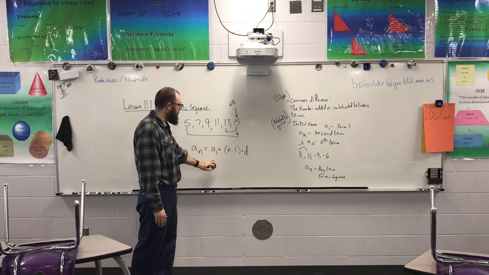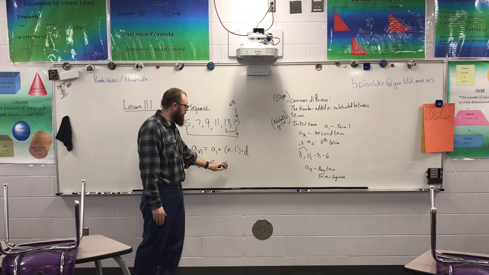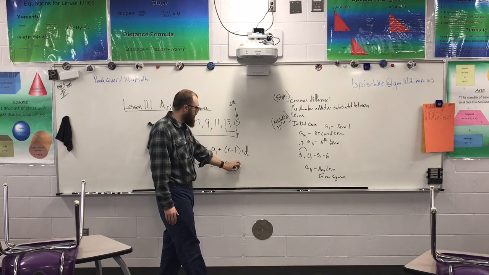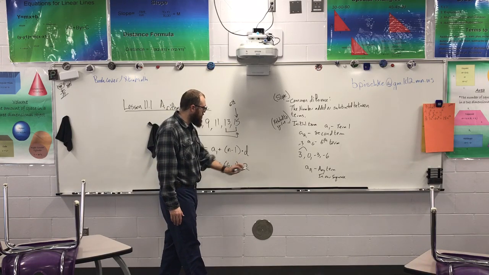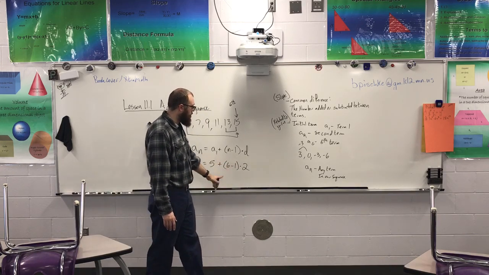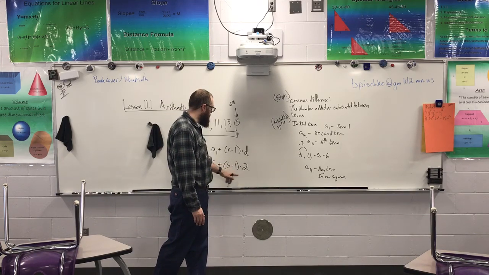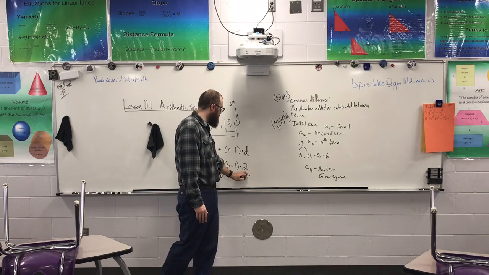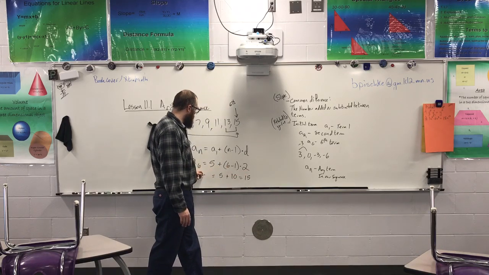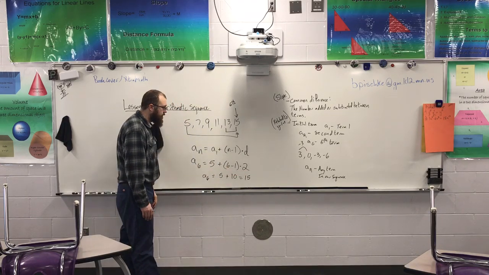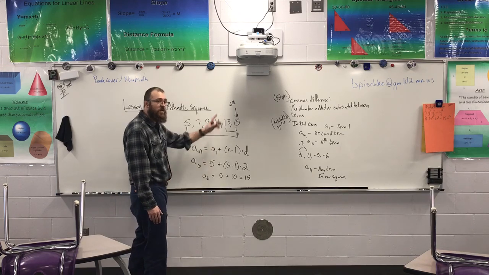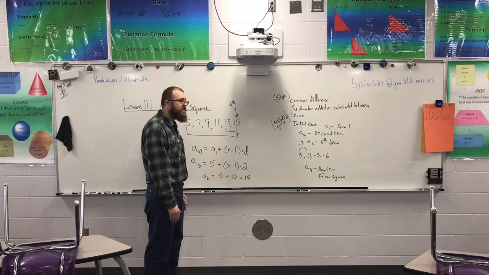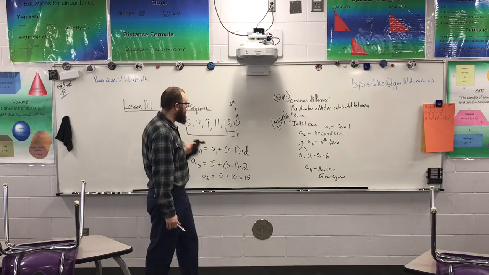So in our case, to find the 6th term, we need our first term, 5, plus n minus 1, which would be 6 minus 1, in other words 5, times our common difference, which is 2. 6 minus 1 is 5, times 2 is 10, plus 5 gives us 15. So our a sub 6 ends up being 15, which we knew already. But now we have the ability to do it with any set of information that the book wishes to give us.